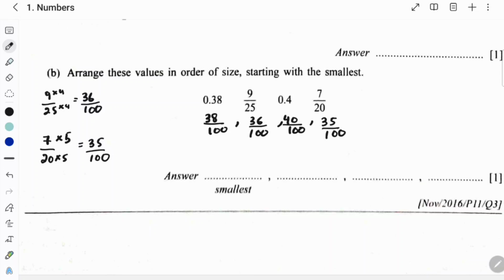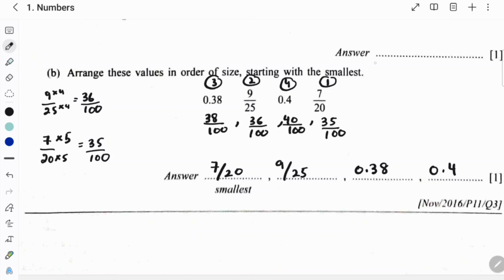You can check in this question that all of the denominators are 100, so compare only the numerators: 35, 40, 36 and 38. So 35 is the least one, which is 7 over 20. After 35 comes 36, which is 9 over 25, the second one. Then comes 0.38, the third one, and 0.4 is the largest one. So you can write down 7 over 20, then 9 over 25, and afterwards 0.38 and 0.4.